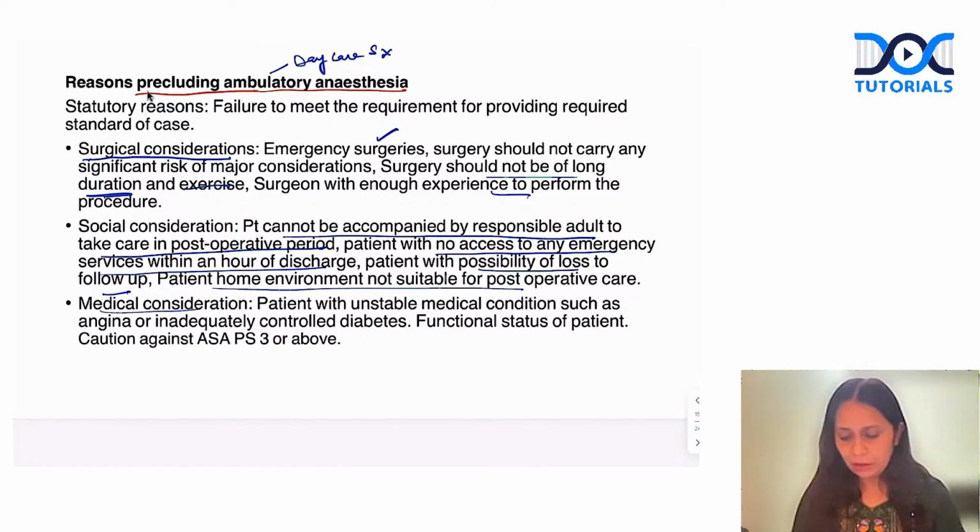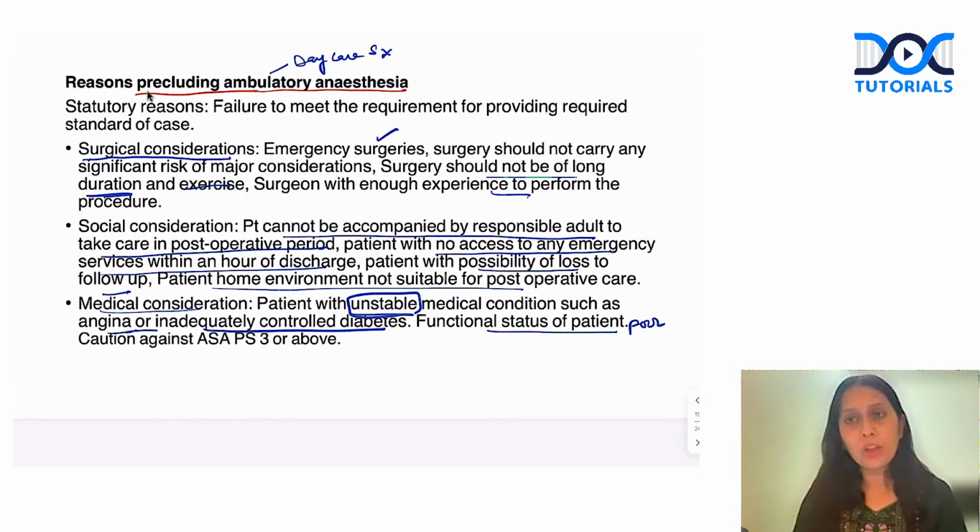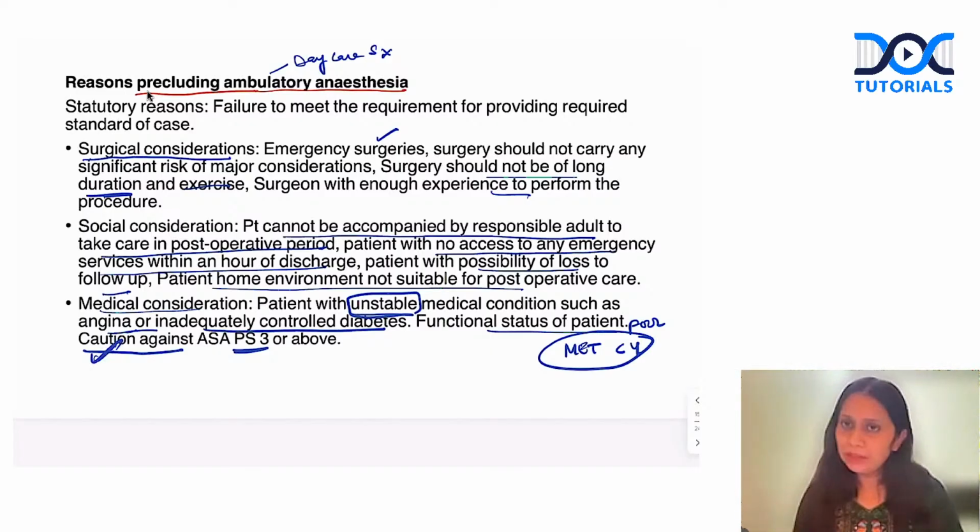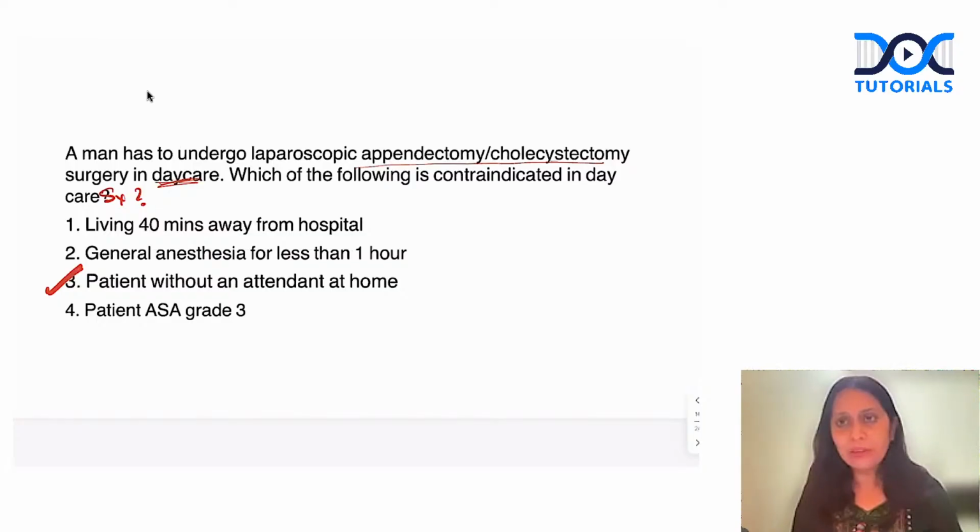Then medical considerations: patient with unstable, the word is unstable, medical condition, basically ASA grade 4, right? Like angina, inadequately controlled diabetes. Functional status of the patient poor. Patient has a very poor functional status, effort tolerance less than 4, a MET level less than 4. I talked in our main video about MET level, which tells us about the functional status of the patient. And we have to be very cautious in patients with ASA grade 3 and above, right? But if they are stable, we can take them. We have to be cautious, but it is not a contraindication. So the answer has to be patient without an attendant at home.